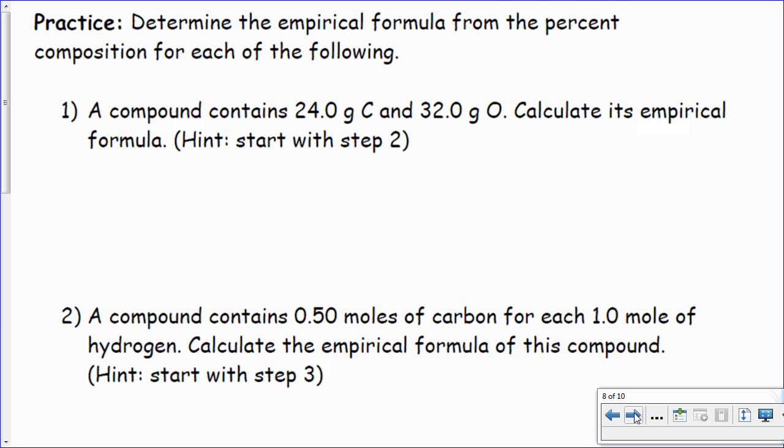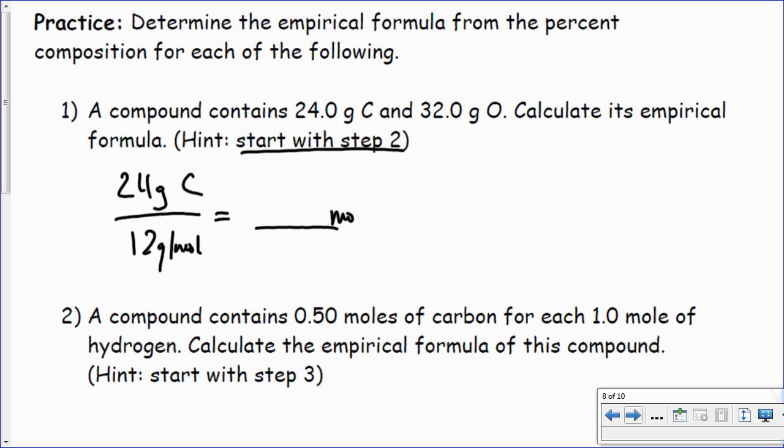Now, there are many more practice calculations. Again, the first step is convert your percents to grams, which has already been done for you. Calculate the empirical formula. So we're starting with step 2 in this case. We're going to divide 24 grams of carbon by 12 grams per mole. That equals blank moles of carbon. I want to see that calculation in your homework check.